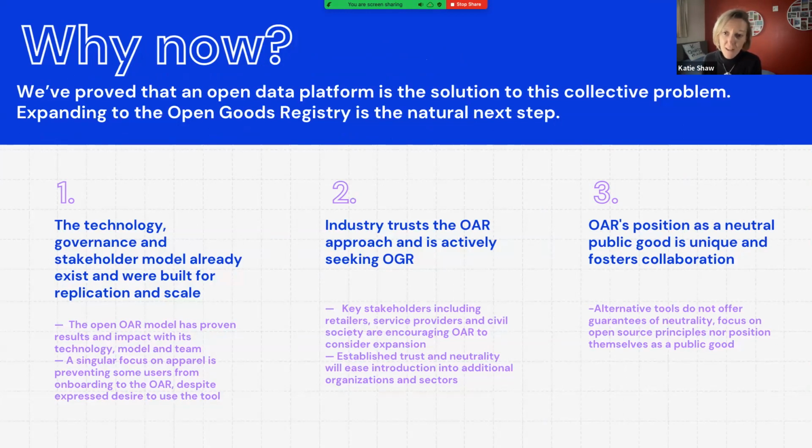So the technology on which the Open Apparel Registry has been built, it's sector agnostic and was designed for scale. We have a governance and stakeholder model that again was built for replication and scale. And through this governance and stakeholder model, we've built trust within one sector, and we hope that we can build on that to roll out across other supply chains, because we really believe that our position as a neutral public good is unique and that it fosters collaboration.